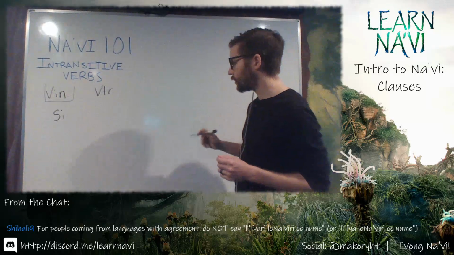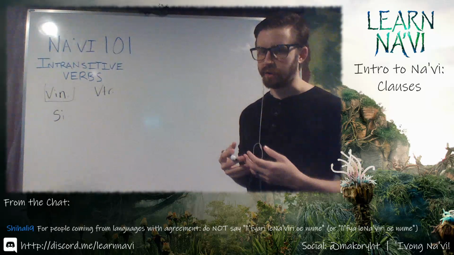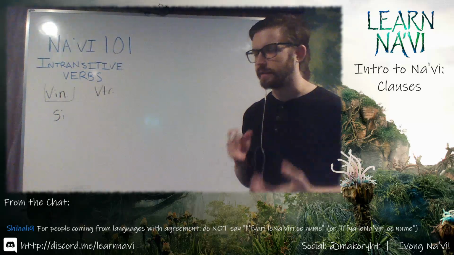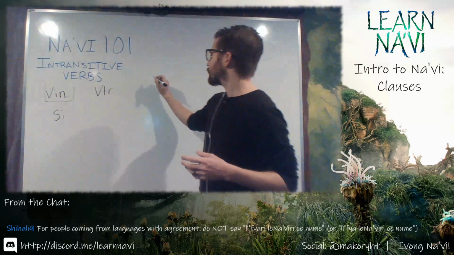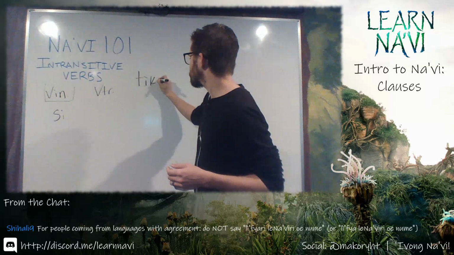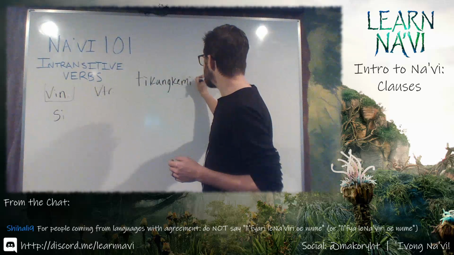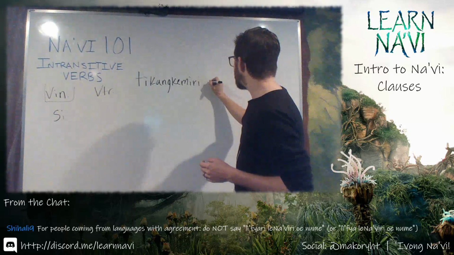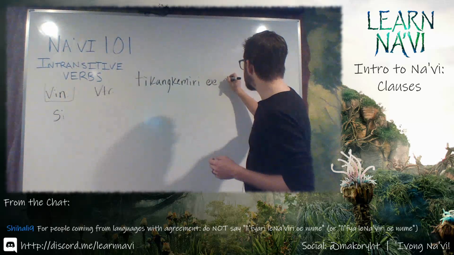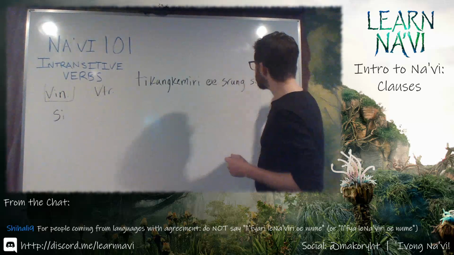Sentence: I help you with work. I'm going to actually change this to be I help you with your work, okay? That way I can demonstrate the possessive as we're going through this. So we got our core sentence: Te kan kim, iri, oe, srun, si. Okay?